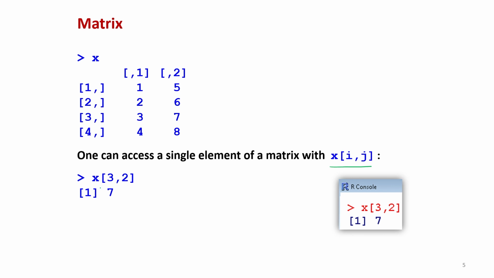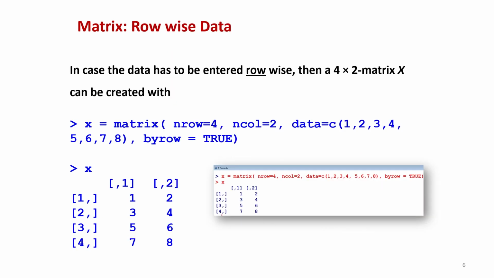So I will write down here the name of the matrix, which is x, and then inside the square brackets I will write 3 comma 2. If you try to see what this value is, the third row is like this, and the second column is like this. So the value at the intersection is 7, which is coming here. This is how you can access any particular element of the matrix, right?